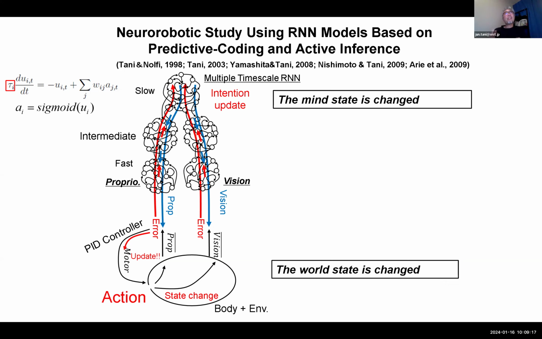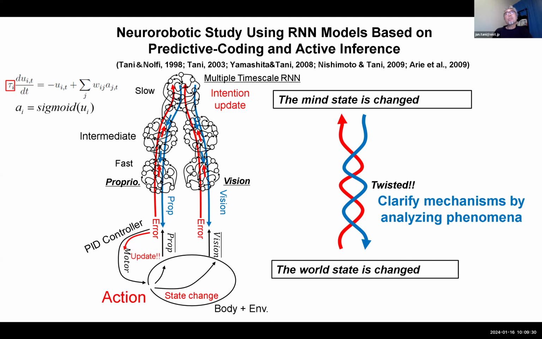How these two extremes, two poles, are changed depends on the dense interaction between top-down and bottom-up. So we want to clarify the mechanisms by analyzing phenomena, by conducting robotic experiments and synthetic neural experiments to generate this dense interaction between top-down and bottom-up, and then look at the phenomena. So that is what we are doing.